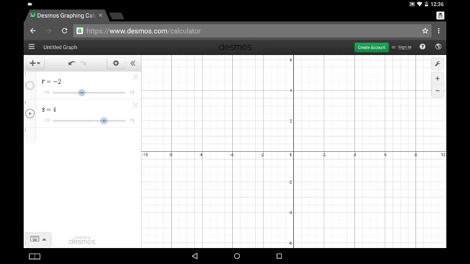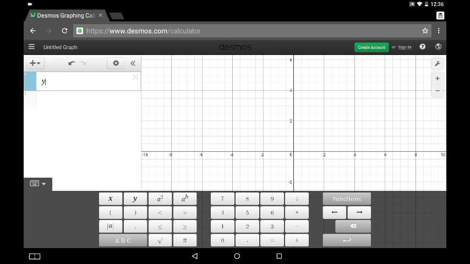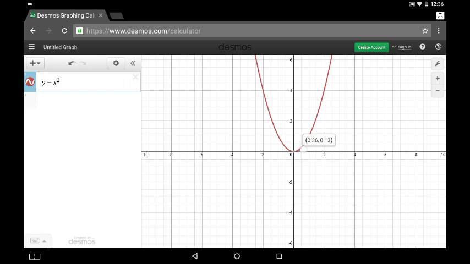Okay, so I'm going to talk about the different features. I'm going to let you play around with those in a little while. So let's talk about the general features, or the characteristics of a quadratic relation. So here's the most basic one, y equals x squared. So we have a b value of 0, and a c value of 0, and an a value of 1. Y equals x squared.